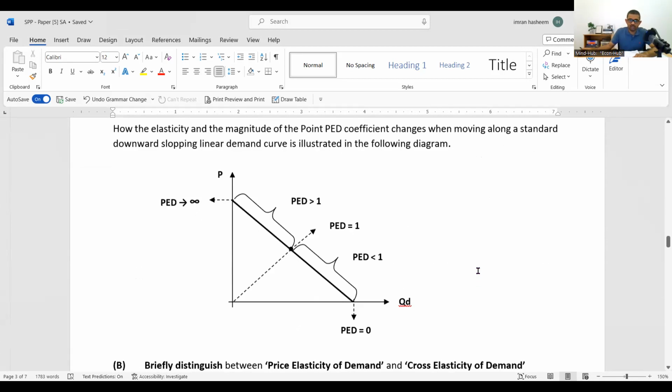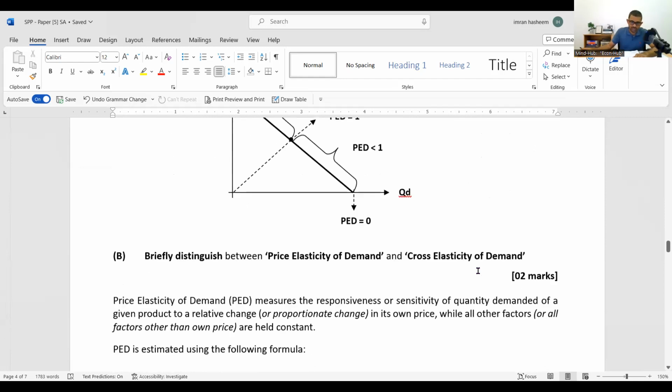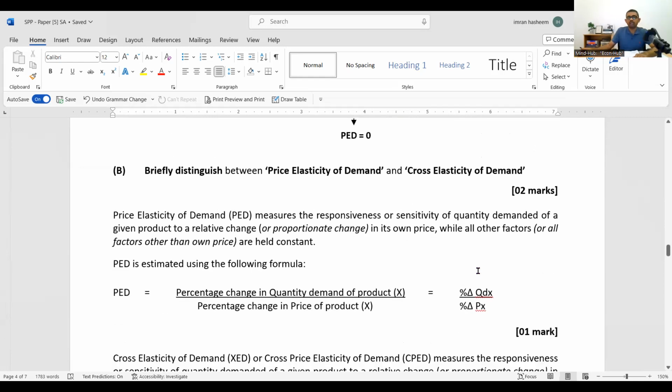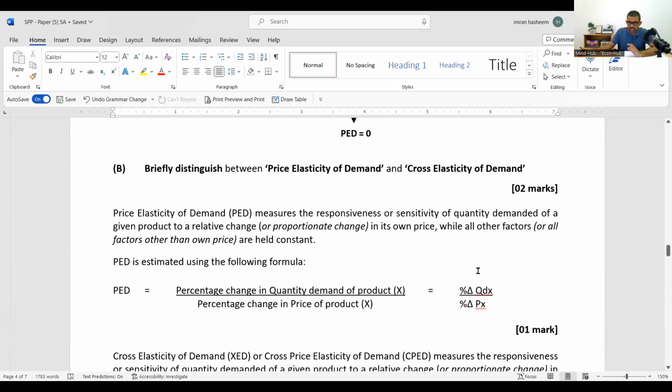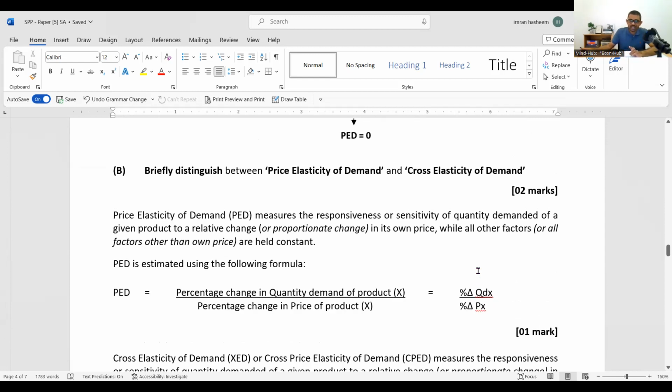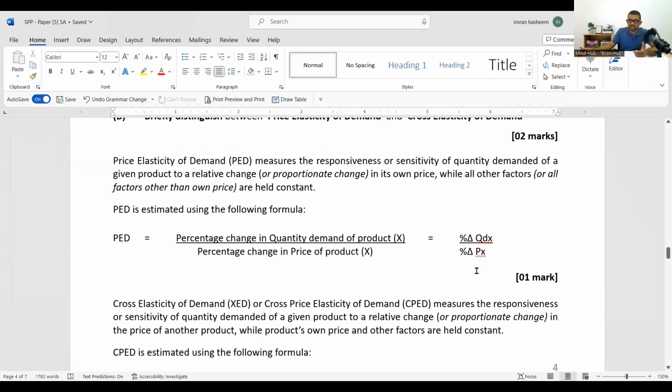These are additional. I'm not expecting you to draw a demand curve and explain this, but for knowledge I have given it. Briefly distinguish between price elasticity of demand and cross elasticity of demand. I really want you guys to use this format of defining PED and XED, because it's basically a 2-mark question, 1 mark each. I haven't described the formula verbally, but you can describe the formula verbally also if a question is giving you about 4 marks to distinguish between price elasticity of demand and cross price elasticity of demand.